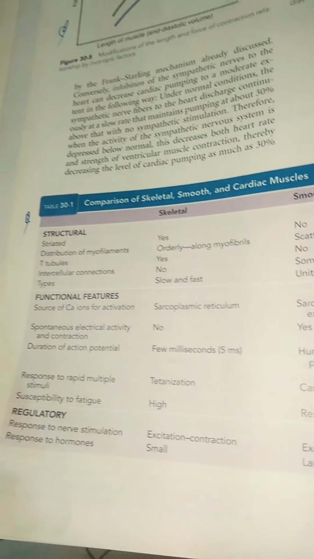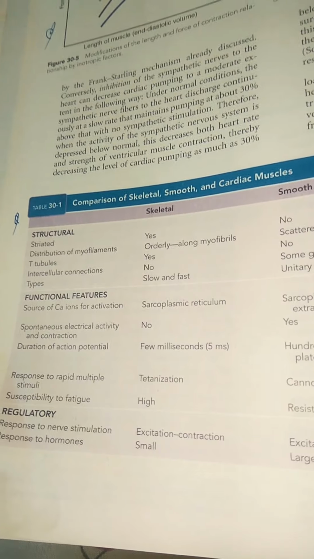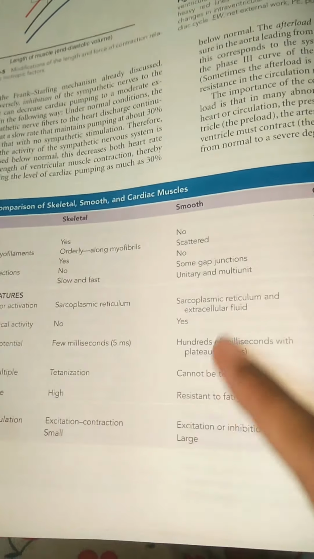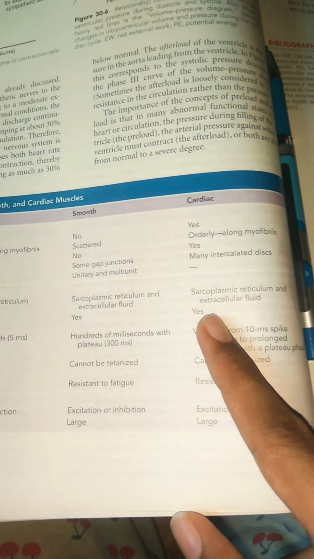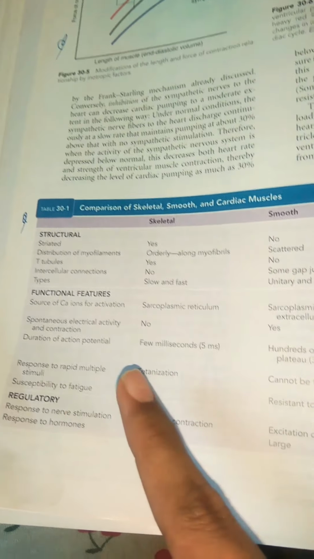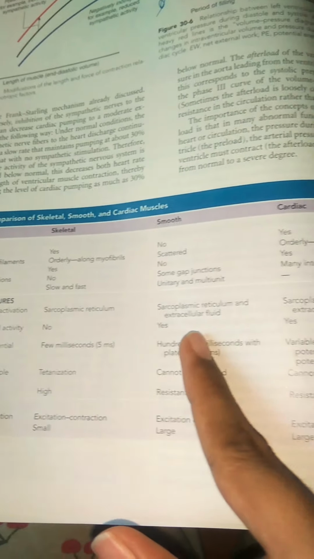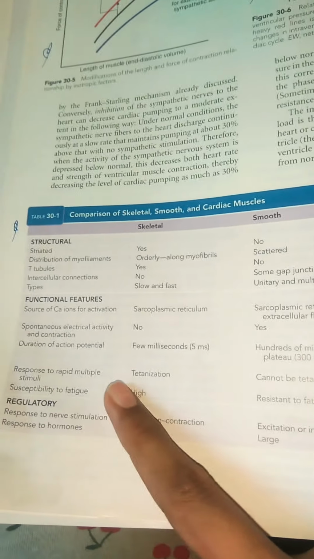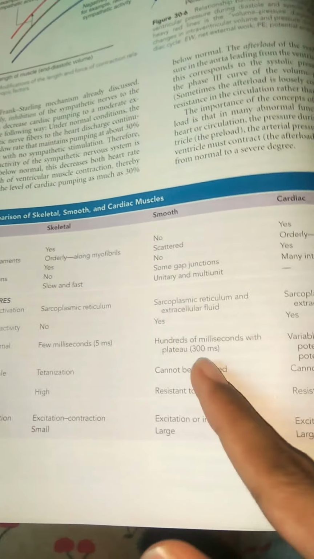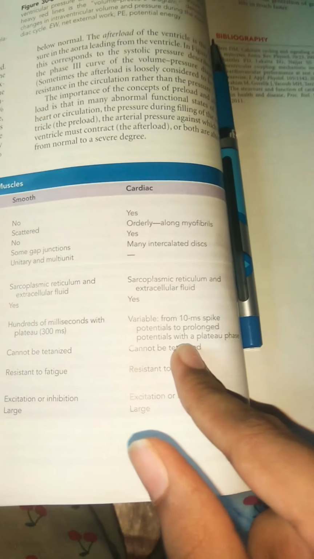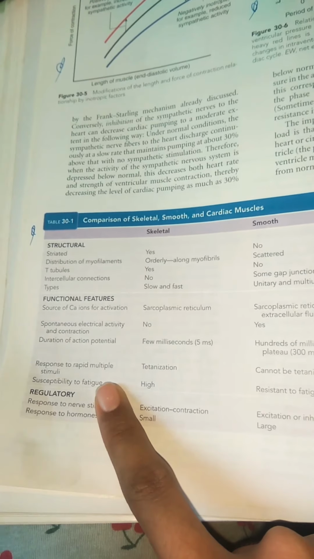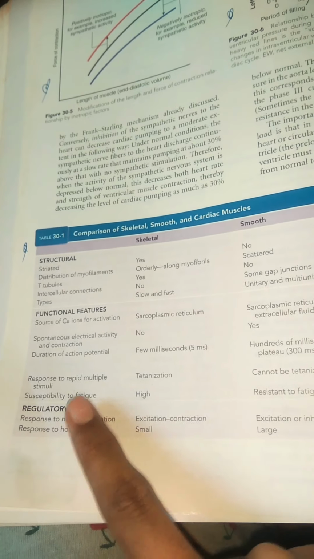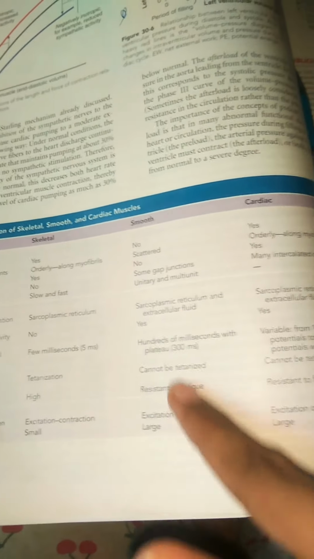Coming to functional features, skeletal muscle uses the sarcoplasmic reticulum for calcium, and smooth muscle uses the sarcoplasmic reticulum and extracellular fluid. Even in cardiac muscle, sarcoplasmic reticulum and extracellular fluid. Spontaneous electrical activity and contraction, no in skeletal muscle. In smooth muscle, yes. Cardiac muscle, yes. Duration of action is a few milliseconds in skeletal, hundreds of milliseconds in cardiac. Here it is variable, from spike potentials to prolonged with plateau phase. In response to rapid multiple stimuli, skeletal muscle gets tetanized, smooth muscle is not tetanized, and cardiac muscle is not tetanized.